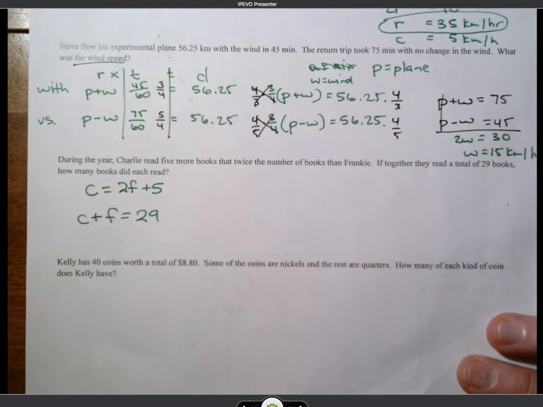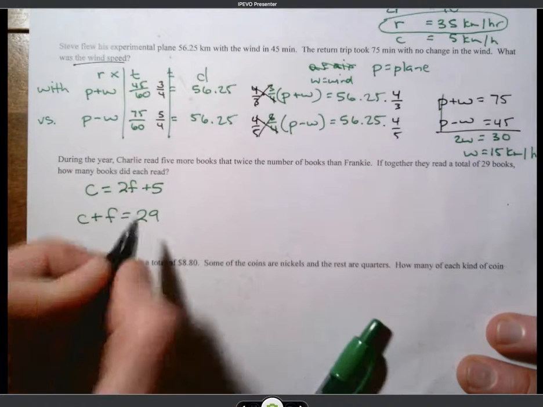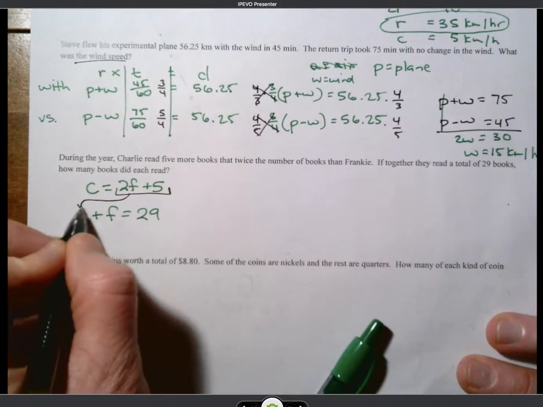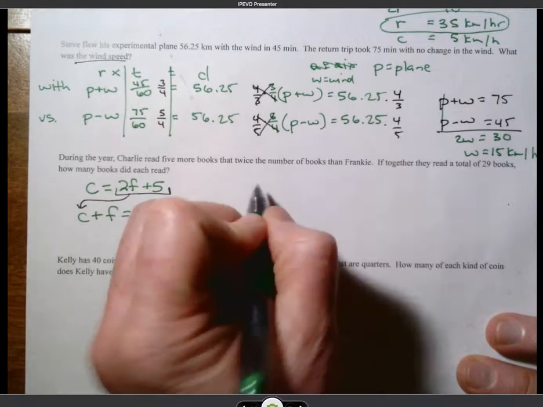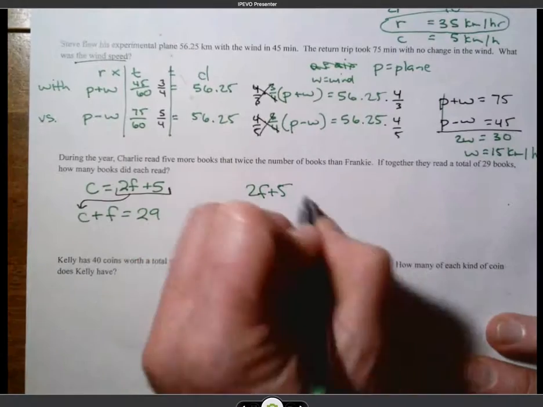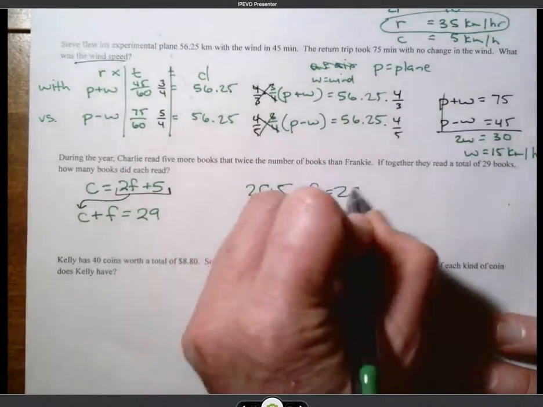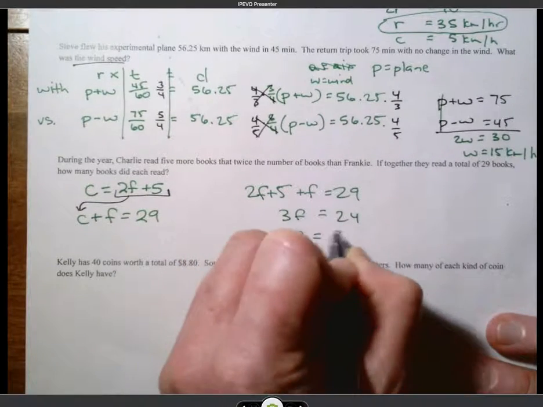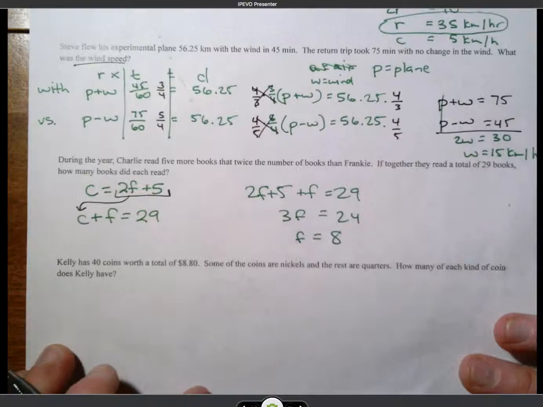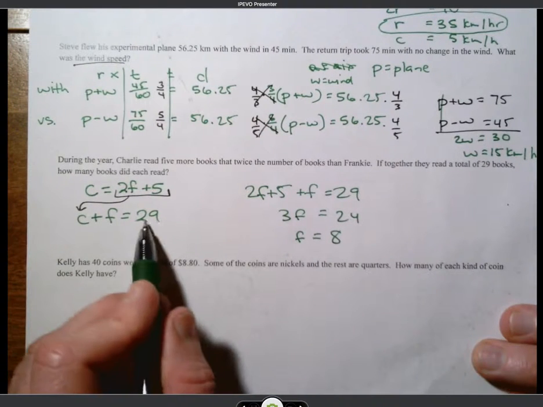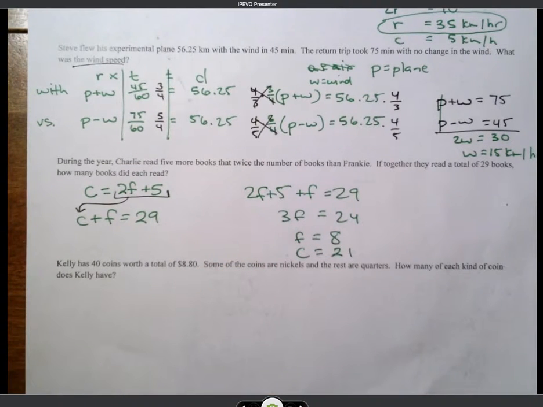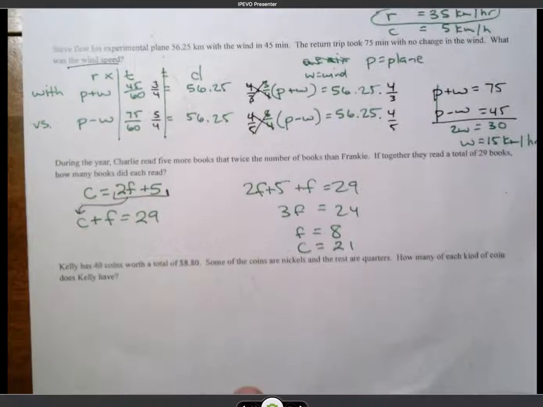Ooh, this is nicely set up for substitution. So if C is 2F plus 5, I can just substitute 2F plus 5 where I see C. So this becomes 2F plus 5 plus F equals 29. So 3F is equal to 24. Frankie read 8, and together they read 29. Charlie read 21. Okay. All right.